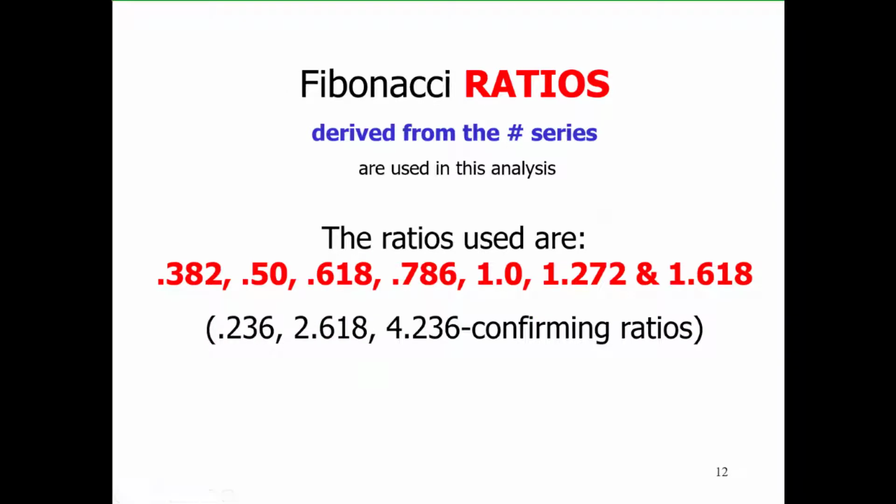So as far as the actual ratios that I'm going to use: 38.2%, 50%, 61.8%, 78.6%, 100%, 1.272, and 1.618. Occasionally, for a very, very large swing, I might use a 23.6% retracement. I use 2.618 as my target number 3. And every once in a while, the market just goes insane, and I might throw up a 4.236 ratio. Okay, but the other ones I use all day long, every day.